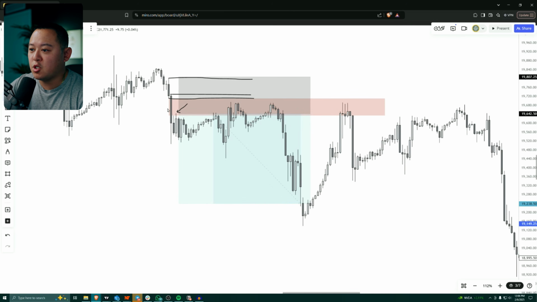Okay, and we have to give this trade room to breathe. This trade is not going to go directly to our target. We have to give this trade room to move around and chop around. Because as long as we don't lose this fair value gap, the trade is valid. You guys can see how many times it retested this fair value gap and respected it. And then traded lower. Okay, and it even retested up here again.